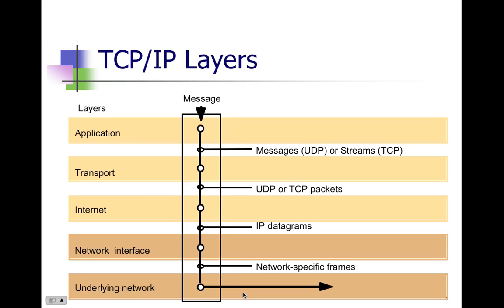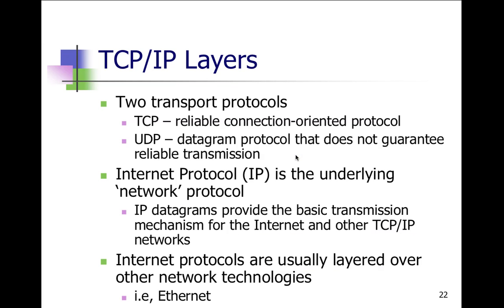So the TCP layers, we have the underlying network underneath it, the network interface, or network-specific frames, IP datagrams. The datagrams and the streams are something interesting to note between UDP and TCP. The UDP and TCP packets, and I'm going to get into that in a few minutes actually, sit right above the IP datagrams, and then the messages or the streams. So UDP message versus TCP stream is interesting, which makes one of them better suited for certain applications versus other ones not well suited.